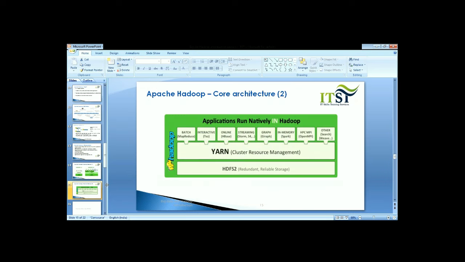Yeah, this is more like second Hadoop 2.0, HDFS, YARN. So as I said, batch, interactive, online, streaming, graph, in memory. Yeah, you can see Spark here, in memory. That is third from your right. So as of now in the market, Spark is taking a lot of attention.